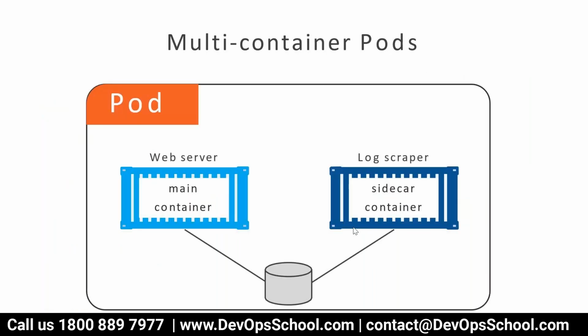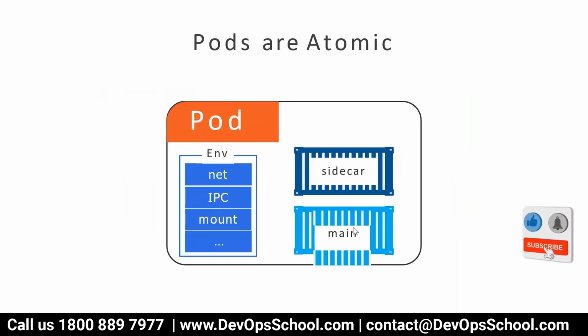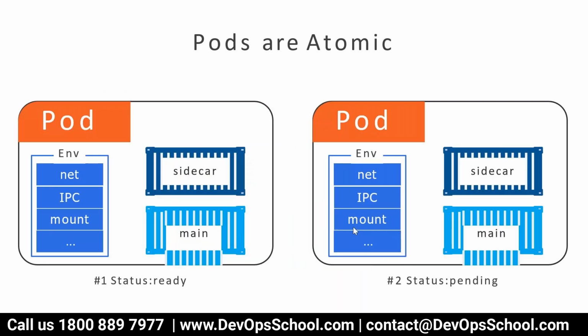So the first container which is running in the pod, we call it the main container. The remaining containers which you are running, we call sidecar containers. Anything which gets associated with the pod, like network, IPC, and mount, all the containers can use it. Pods are atomic, so you won't get the same pod. If you want multiple pods, you can get a similar pod.